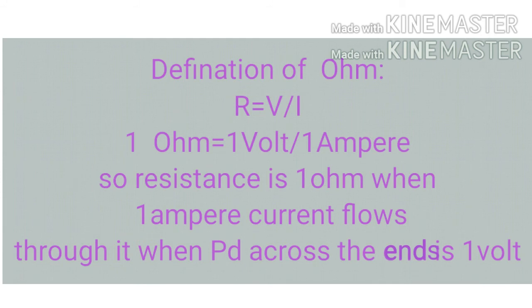So for the definition of ohm, we can write R is equal to V upon I, or 1 ohm is equal to 1 volt upon 1 ampere. So the resistance of a conductor is said to be 1 ohm if 1 ampere of current flows through it when the potential difference across the ends is 1 volt.